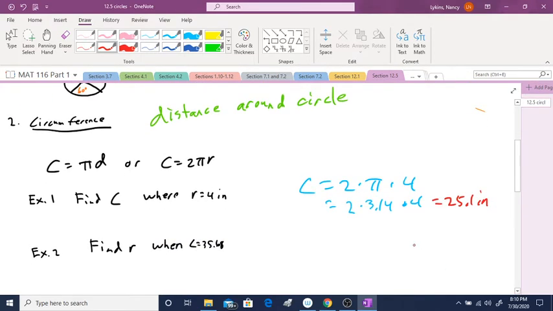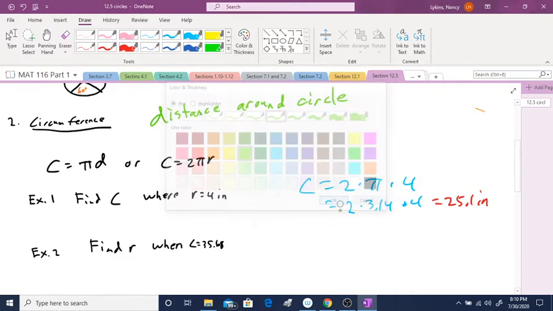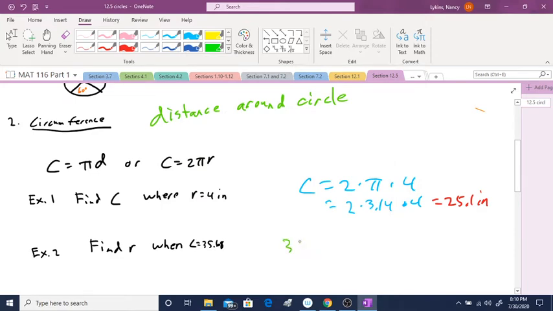Okay, what about if you had to find R when you know the circumference? Well, the circumference is going to be 35.68. Now I'm going to set it equal to, since I'm trying to find R, 2 times 3.14 for my pi, times R. So 35.68 equals 2 times 3.14, which is 6.28, times R.